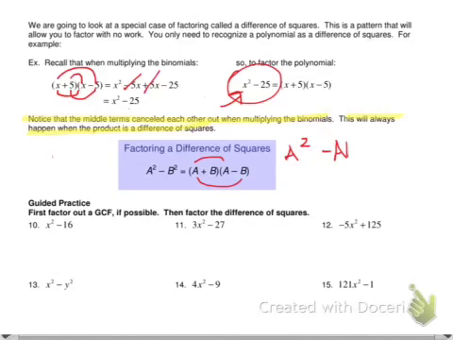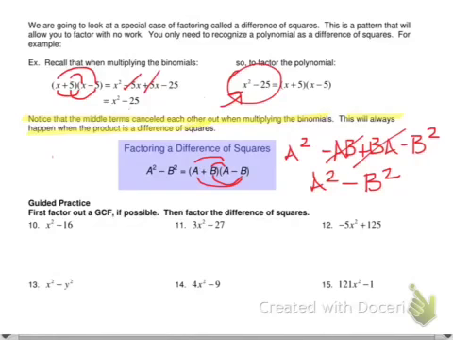So just in our example down here, a squared minus b squared is the same as a plus b times a minus b. A times a is a squared. A times the negative b is a negative ab. B times a is ba. And b times negative b is a negative b squared. Again, a negative ab and ba cancel, leaving a squared minus b squared.